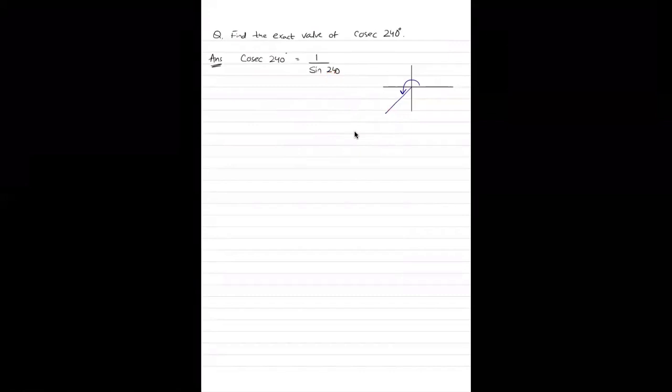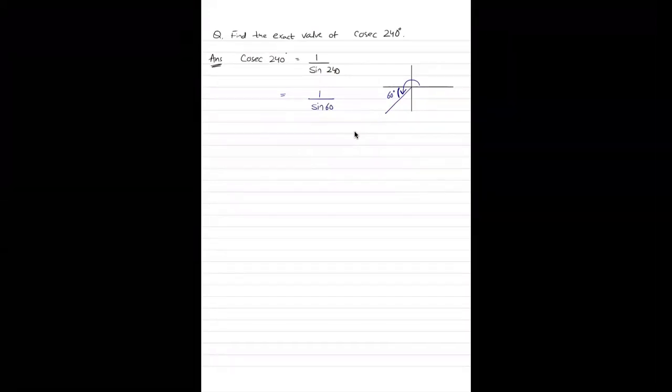So 240 degree angle is in the third quadrant. If I ask you what is the basic angle, what would you say? 240 minus 180, 60 degree. So sine of 240 is going to be equal to sine of 60 degree. But the problem is that in the third quadrant, sine is negative, right?